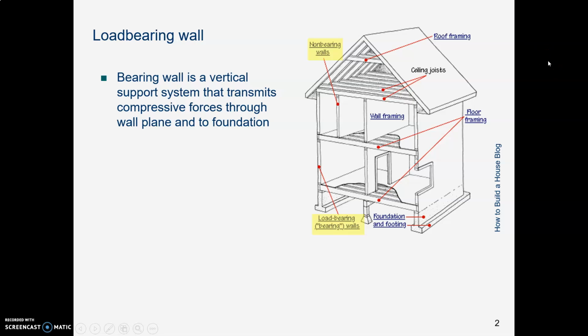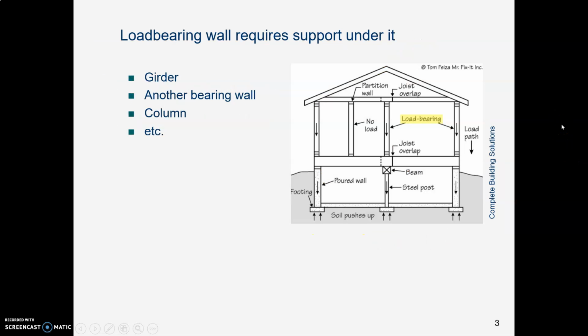This is what our book says. A bearing wall is a vertical support system. Okay, there it is. It transmits compressive forces. So you know about compression. This is a force coming in compression down through the wall plane and to the foundation. So that's a bearing wall.